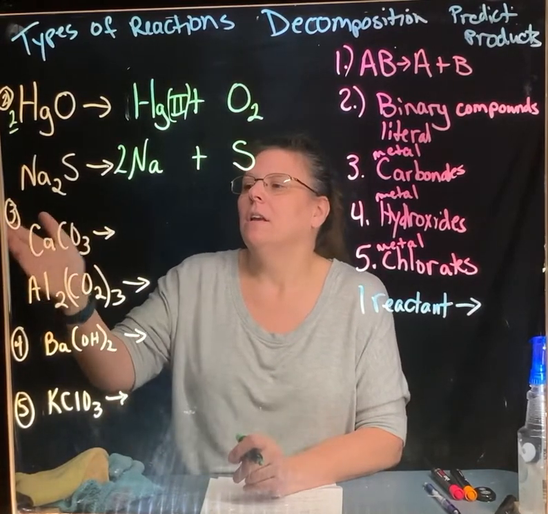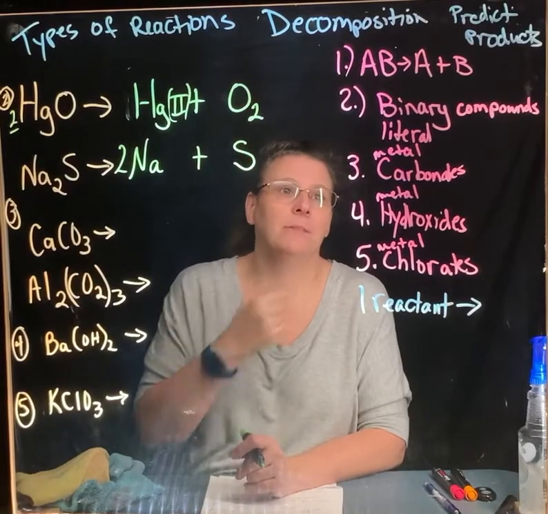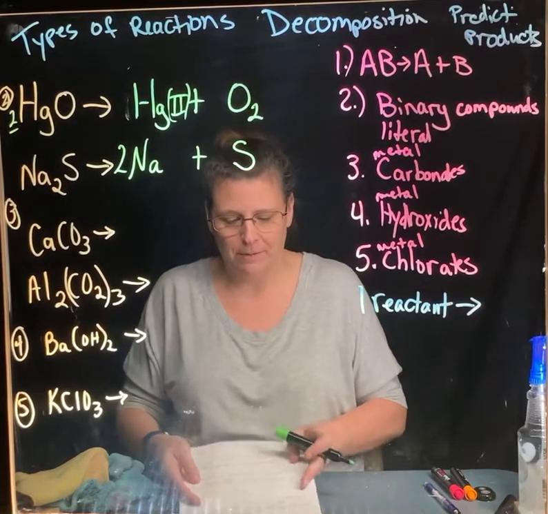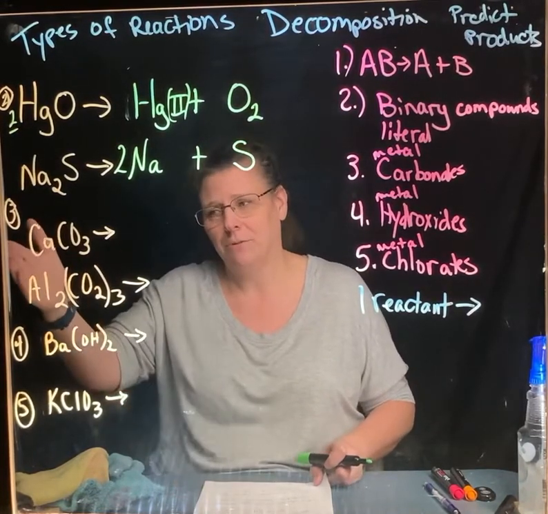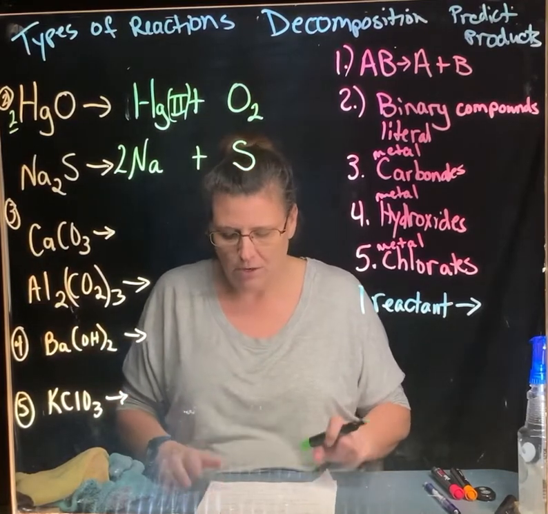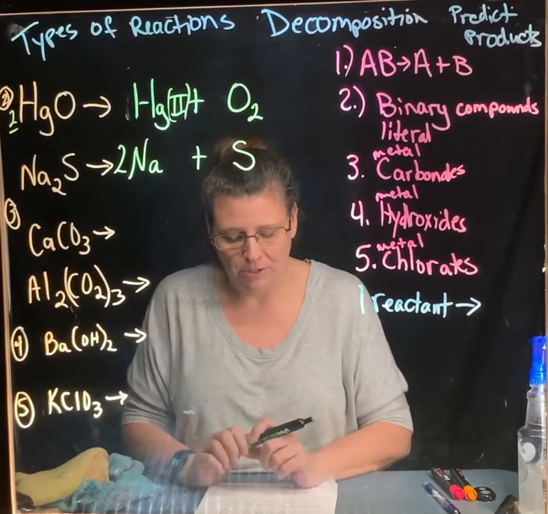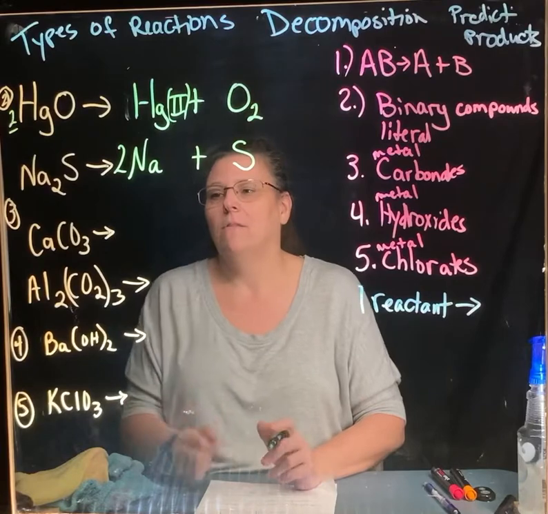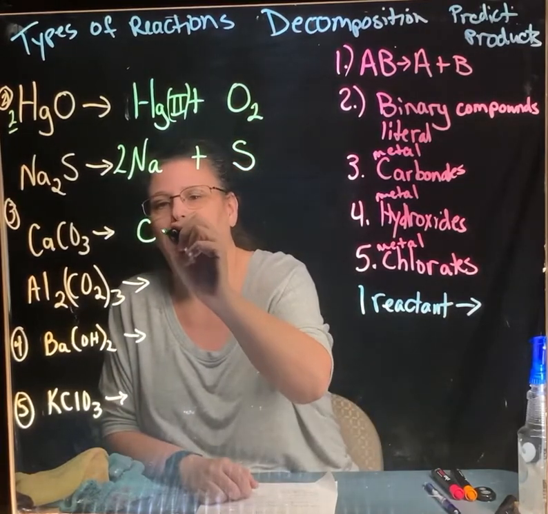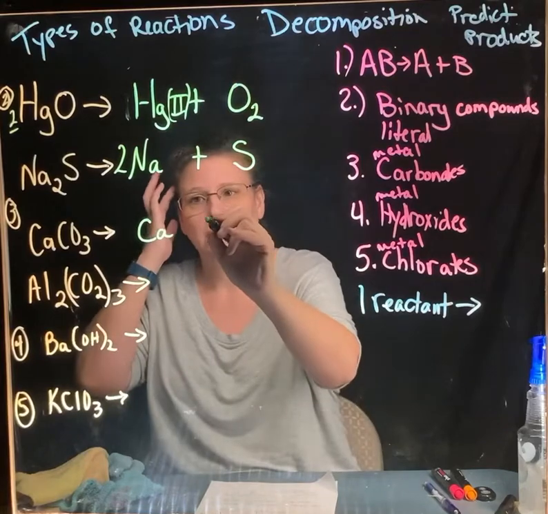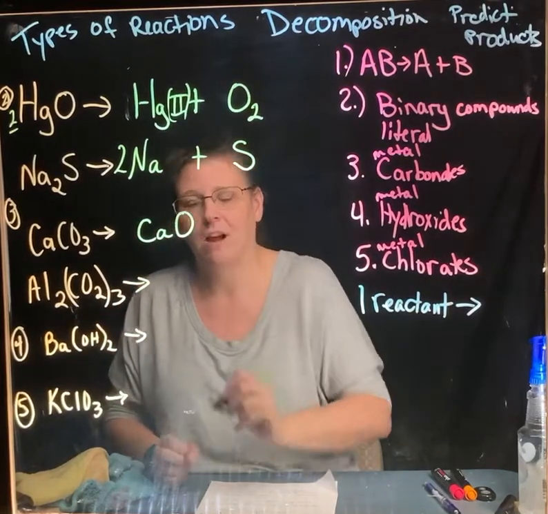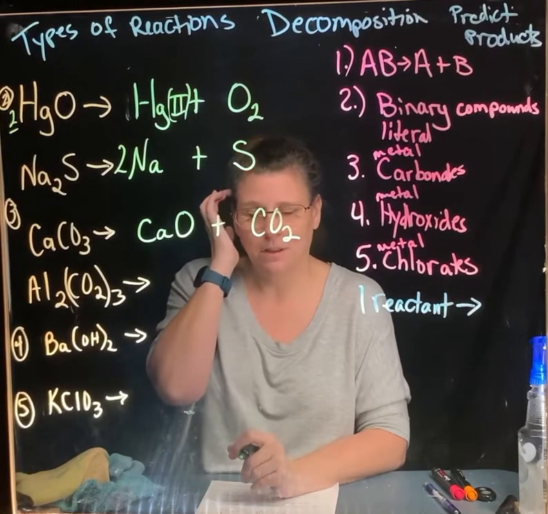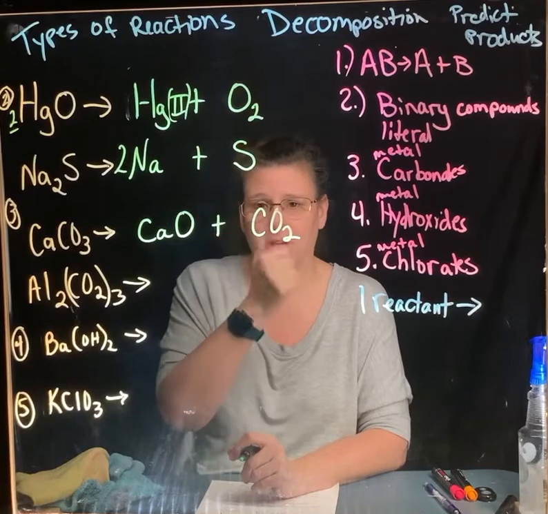All right. Number 3. This one is a little bit different. It's metal carbonates. When we have a metal carbonate, and I have a cheat sheet for you, you can look at it. Remember, you can't use it on the test. If you can get 3, you can get 4 and 5 very easily. So metal carbonates decompose into metal oxides plus carbon dioxide. So first thing you want to do is put your metal, which is calcium, plus oxygen, because we're going to have an oxide, plus CO2. Calcium oxide plus carbon dioxide.